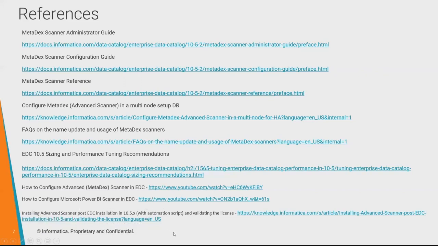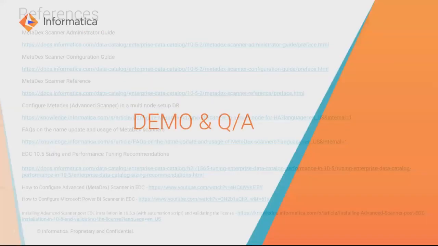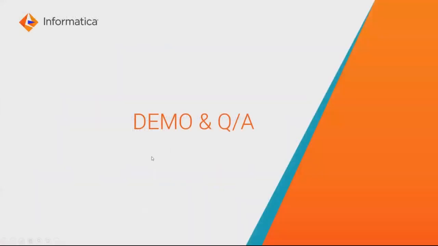And last but not the least, if you want to install Advanced Scanner post the EDC installation, that is also something you can do with this article. Basically, it shows you how you can create the properties file and just call it to run the Advanced Scanner after the EDC 10.5 installation. Let's say for some reason you had not installed it earlier. So that's this document.